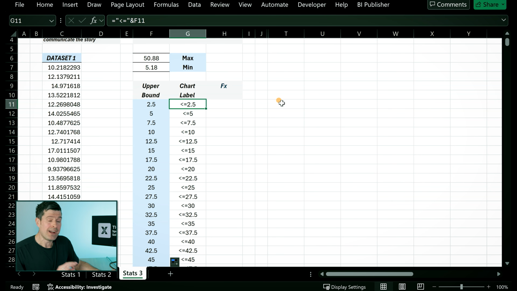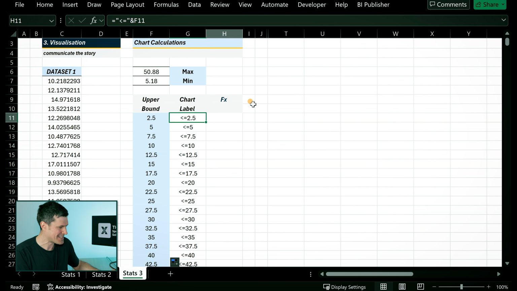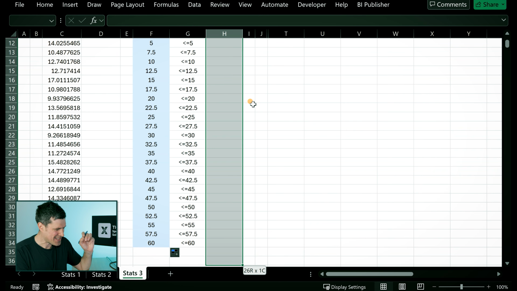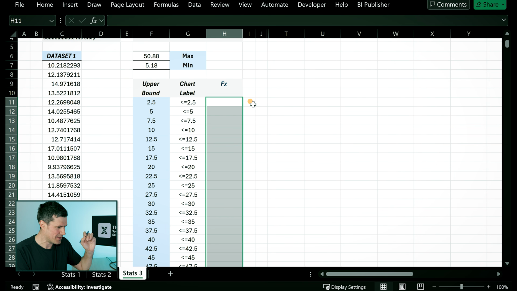So what's this for? This is for our chart. A similar simple formula here. This is for our chart labels. So you have to have this set up. We're going to go across, the formula is going to go in here. I'm selecting all of the cells for this formula.